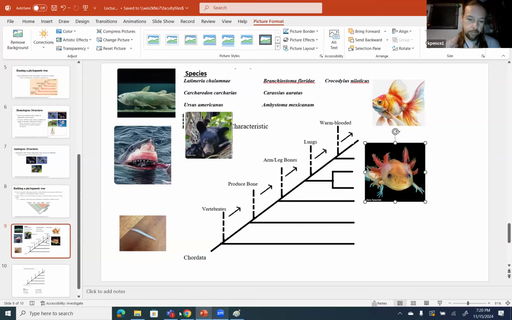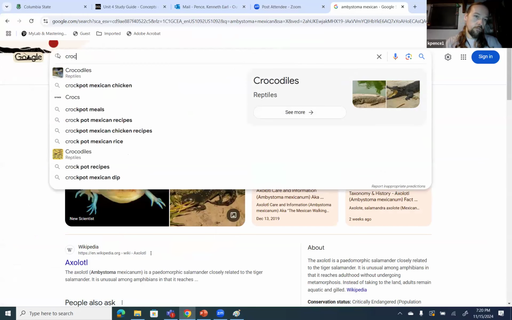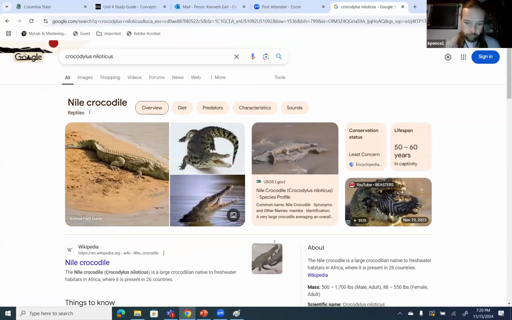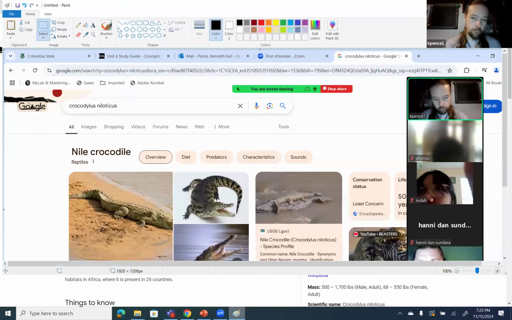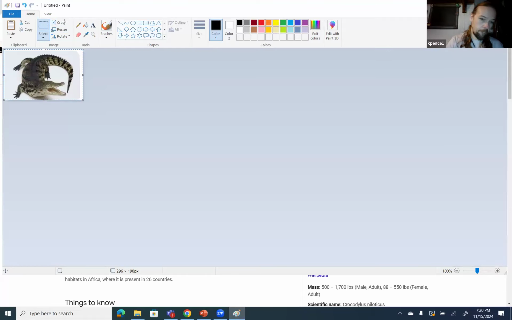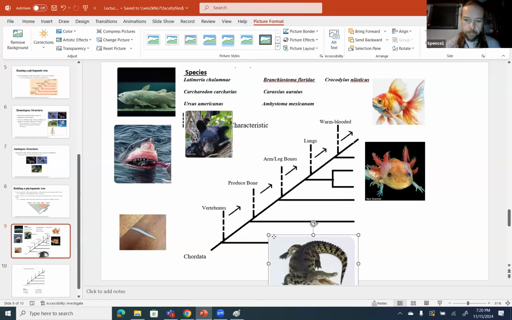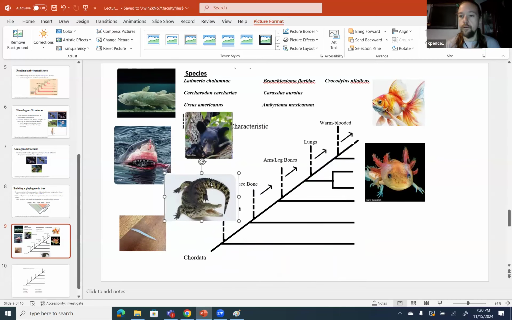And then Crocodylus niloticus. The Nile crocodile. Okay. So these are all my organisms. Let's run down the room here.